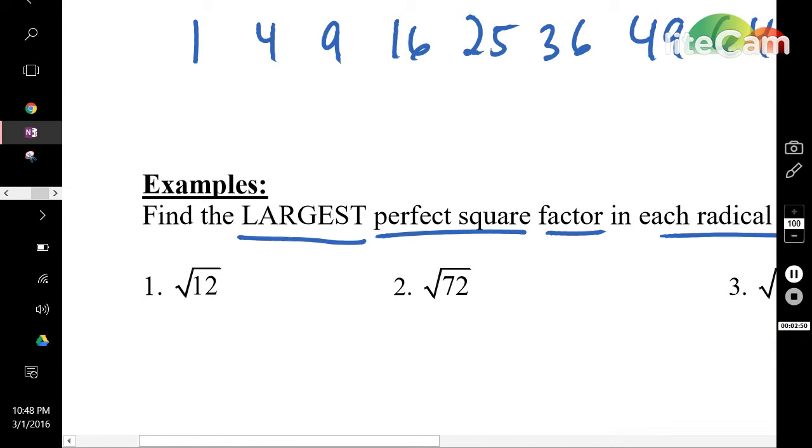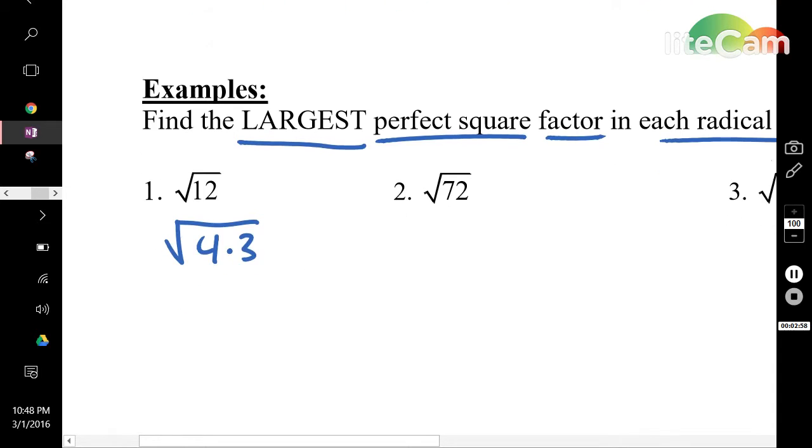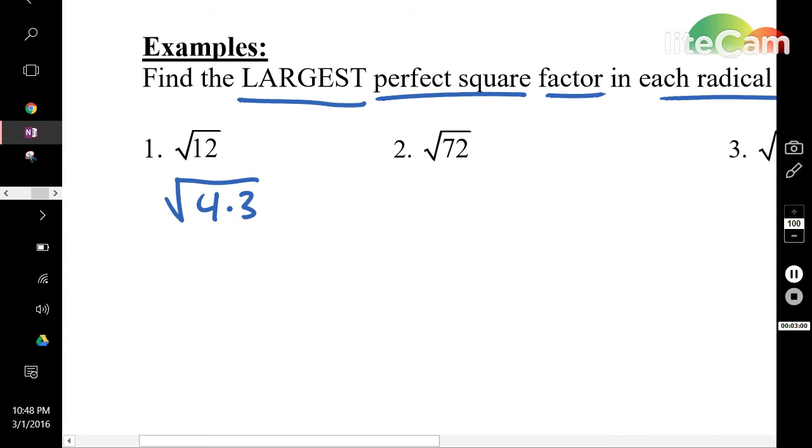4 goes into 12 3 times. So I'm allowed to rewrite this as the square root of 4 times 3. 4 times 3 is 12, so I'm allowed to split up 12 into 4 times 3. Now why did I choose 4? Again, because 4 is a perfect square, and the square root of 4 gives you an integer. The square root of 4 is 2. So I can rewrite this as 2 times the square root of 3.